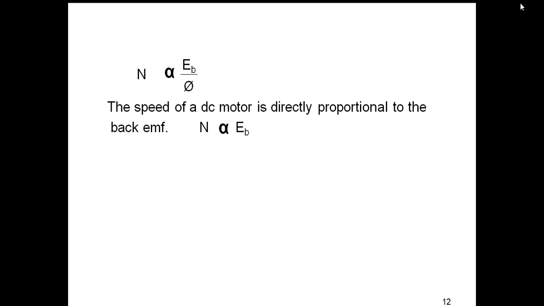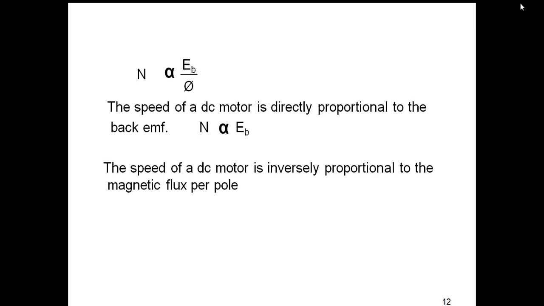From this equation, it is clear that the speed of the motor N is directly proportional to back EMF EB, and the speed of a DC motor is inversely proportional to magnetic flux per pole.